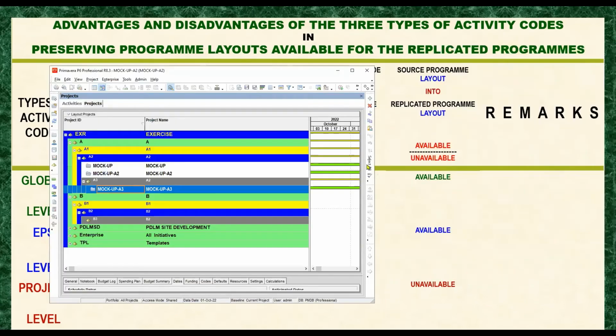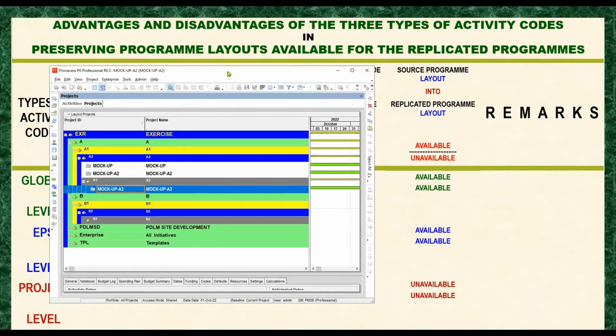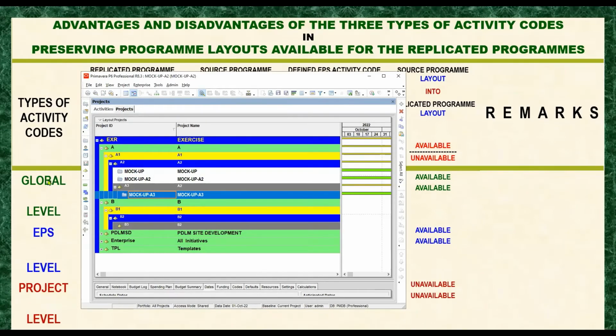So here on the layout, okay, it is still available. So we will see. How can we say that the global activity codes are available? Okay, let's open it.